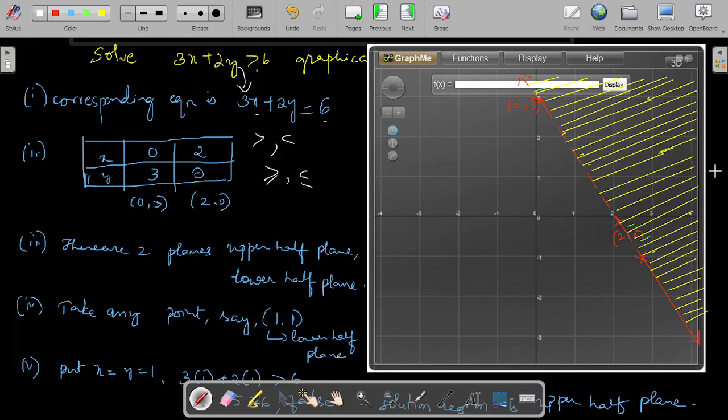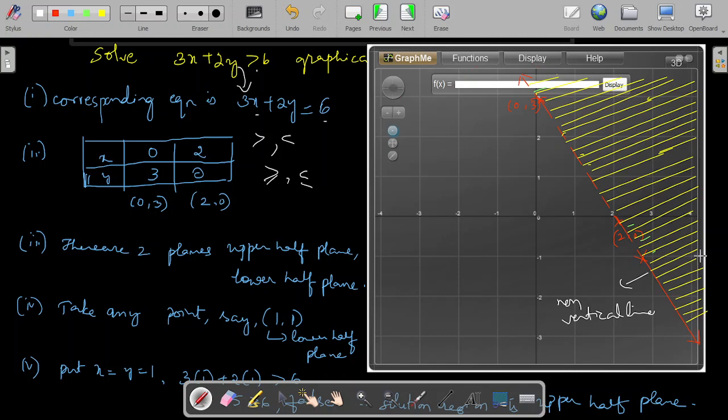Now this is clearly a non-vertical line. This non-vertical line divides the entire plane into 2 parts. The region above the line is the upper half plane, and the region below the line is the lower half plane. Now you have to check whether the points in the upper half plane are solutions, or the points in the lower half plane are solutions of this inequality.